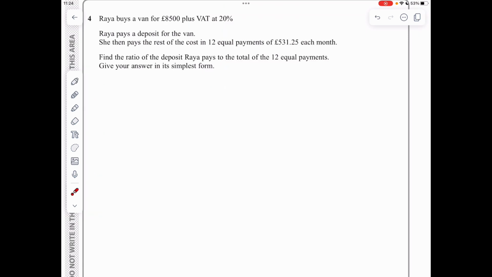In question 4, Raya buys a van for £8,500 plus VAT at 20%. She pays a deposit for the van, and she then pays the rest of the cost in 12 equal payments of £531.25 per month. And we need to find the ratio of the deposit to the total of the 12 equal payments, giving our answer in its simplest form.